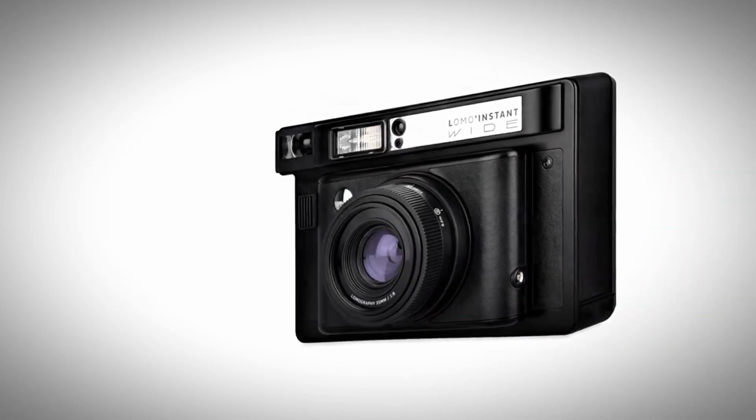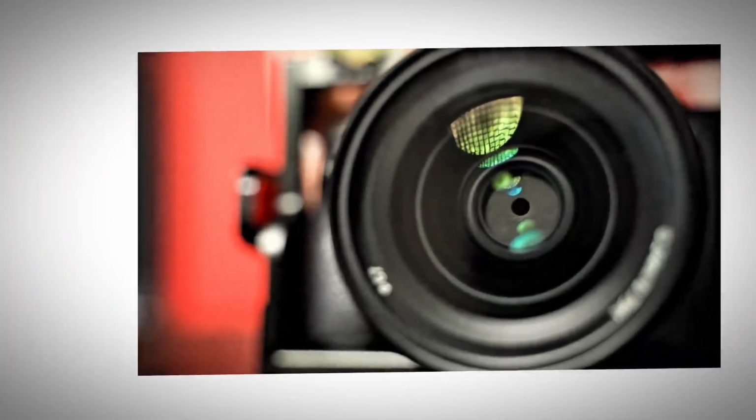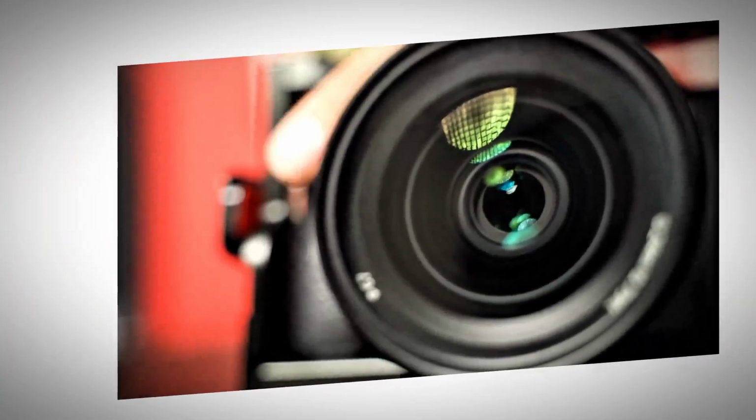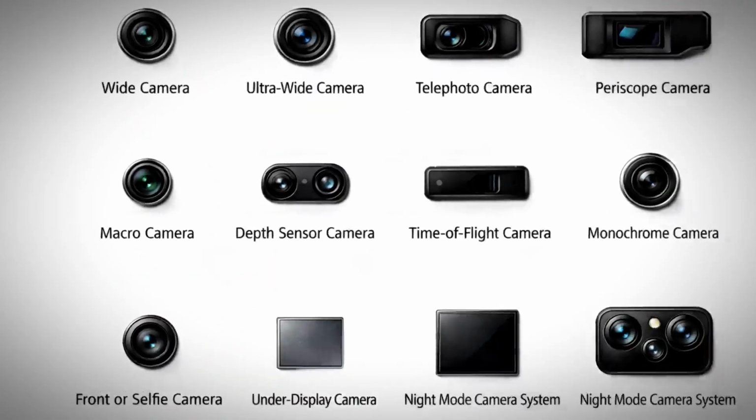Macro camera. The macro camera specializes in extreme close-up photography. It allows the lens to focus at very short distances, revealing textures invisible to the naked eye, such as fabric fibers, insects, or tiny details on everyday objects. Early smartphone macro cameras were simple additions, but newer versions combine higher resolution sensors with autofocus to create sharper and more usable close-range images.